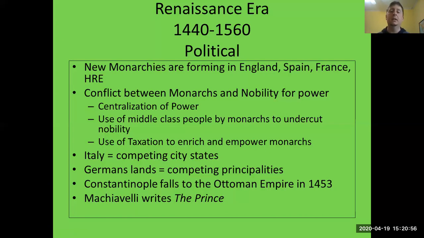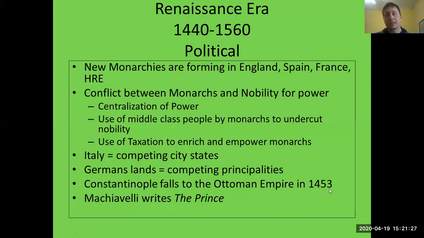Up in the German lands, we've got a serious amount of competition in these principalities. Remember, Germany is not a country. It's not unified. It's not even close. And so the German lands are competing against each other, but they're also competing against the Holy Roman Emperor who's trying to control them. And that's going to be sort of an underlying theme during this phase of history in Europe.